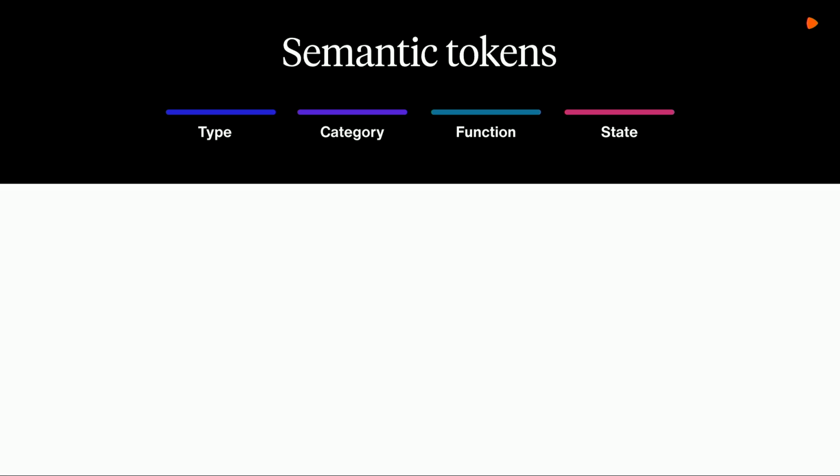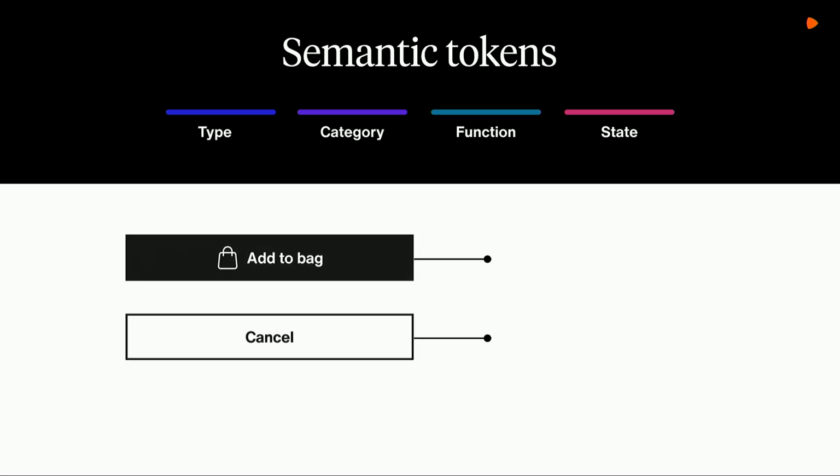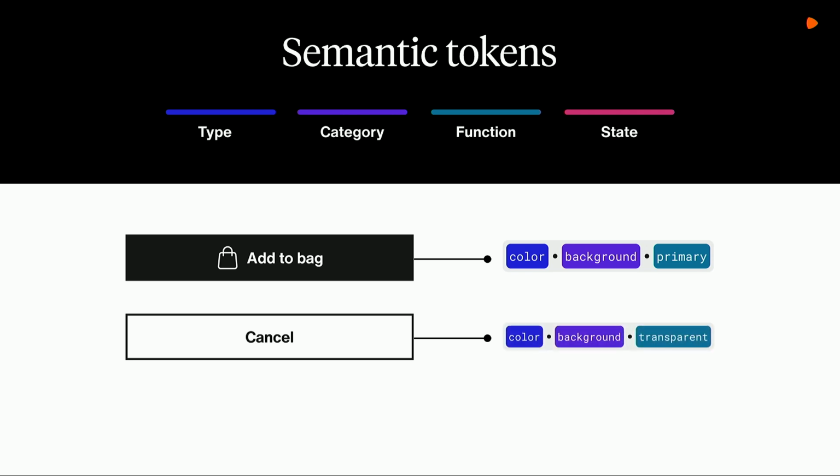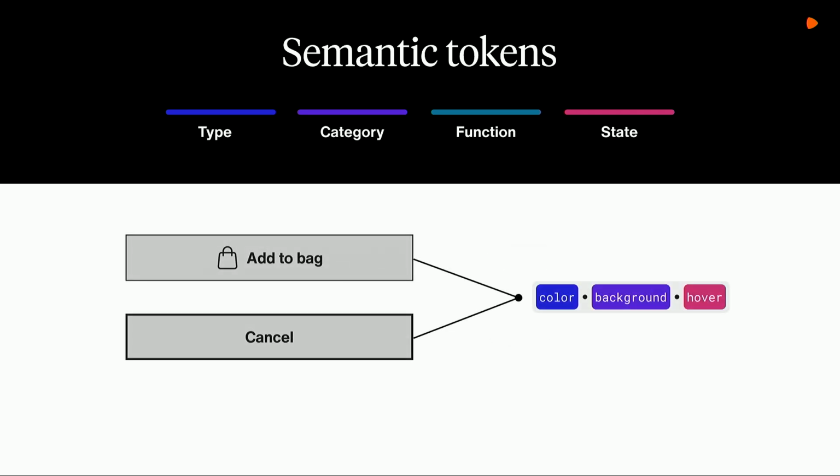Now, going down another level, in buttons, for example, we assign different background color tokens for a primary and a secondary button. One has a primary background, and the other one is transparent. But for the interactive states, they use a single token for hover, another one for pressed, focus, etc.